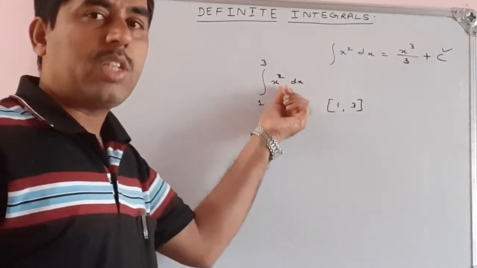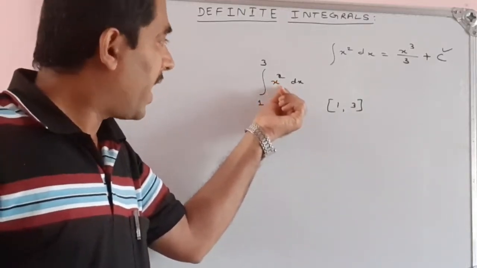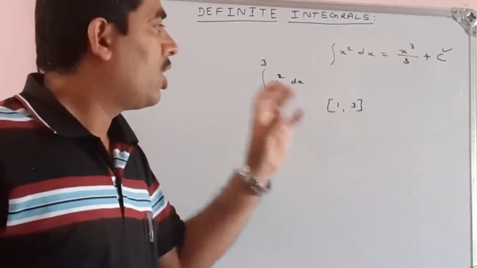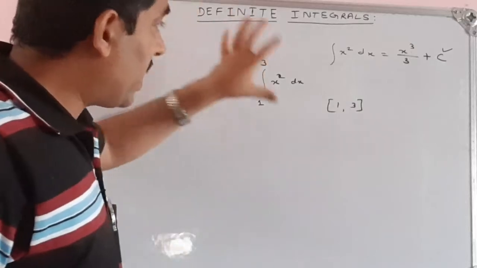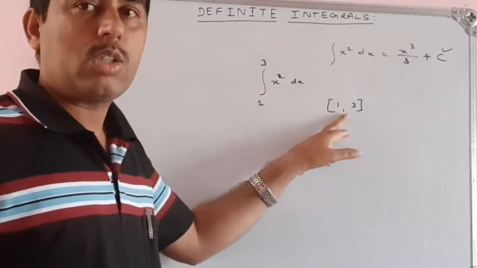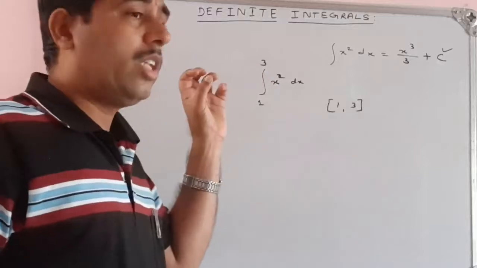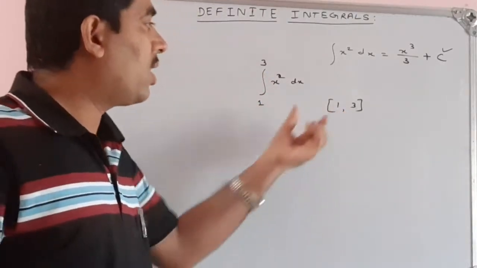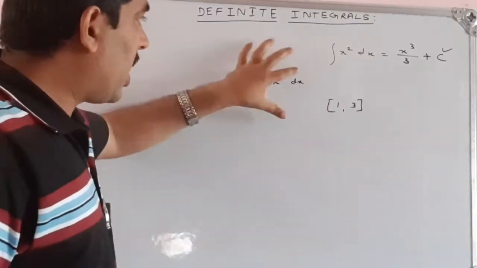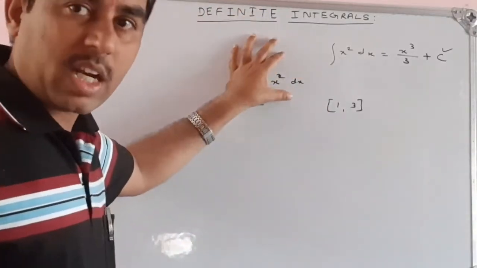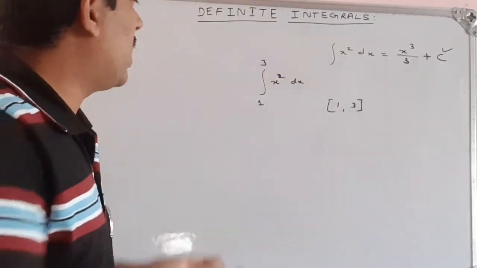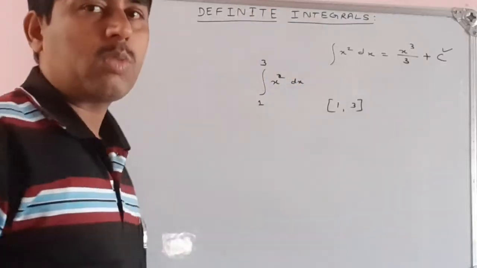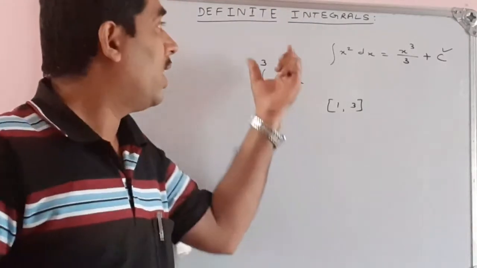If the function x square is continuous in this closed interval, then, first of all, to write like this, the function should be continuous. Whatever numbers we take, the function should be continuous in that interval and well defined. Then such a notation we call definite integrals. So the integral of x square from 1 to 3 is called a definite integral. That's what I have written as the heading of this session.